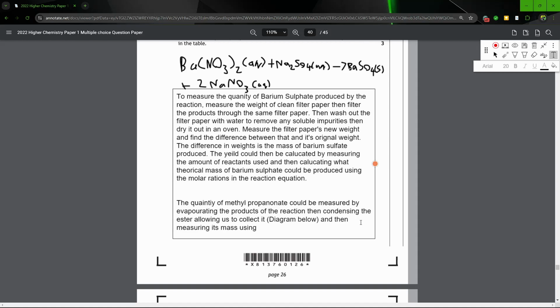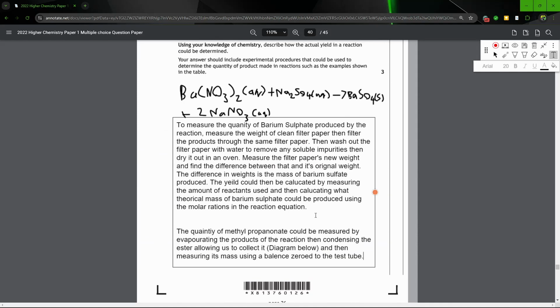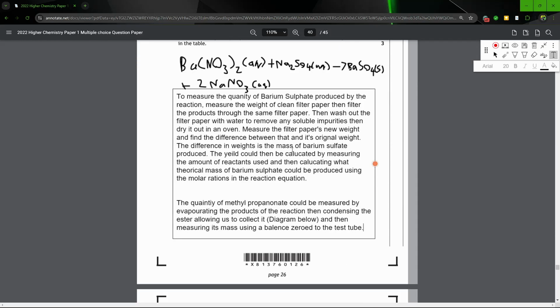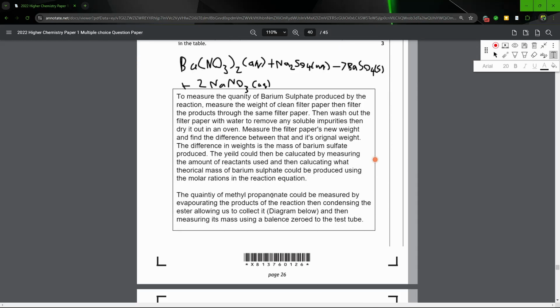I was going to use a measuring cylinder, and I realised how inaccurate that is. So a balance zeroed to the test tube. Right, and then the diagram I'm going to use, oh, they actually don't give us any room at all, do they? Okay, well, I'm going to take out these.